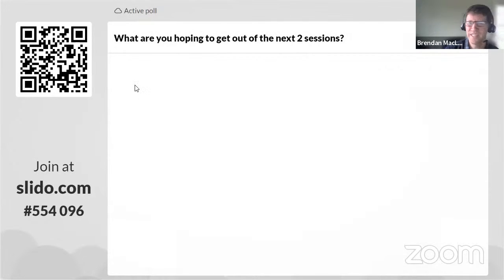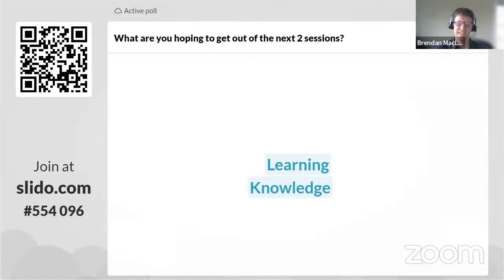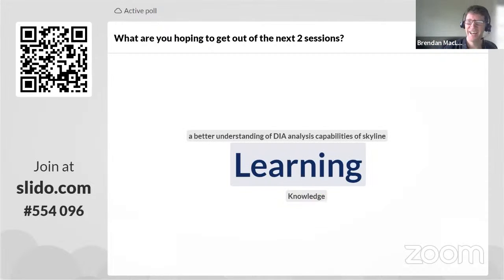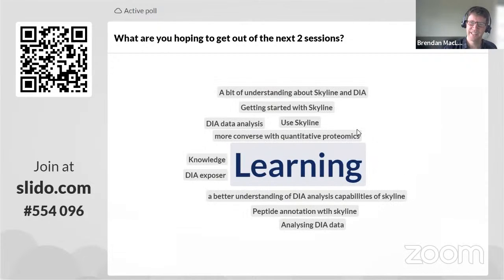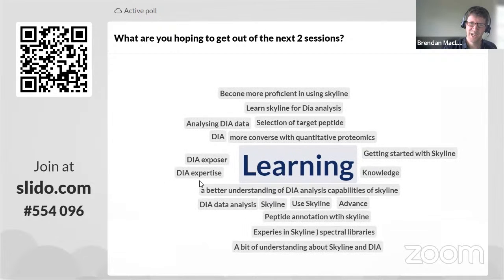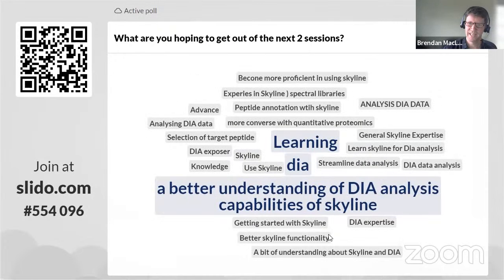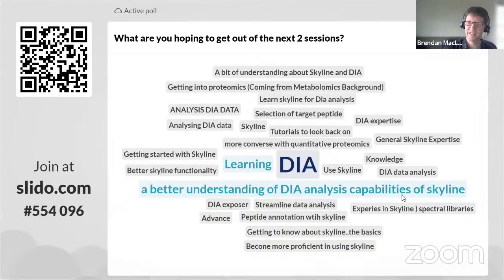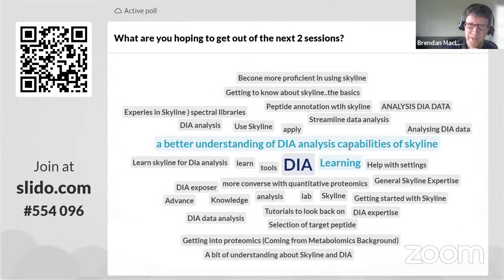And then, this is free form, what are you hoping to get out of the next two sessions? You probably read a little bit about them, and it's always good to know what people expect coming in. A better understanding of DIA. Okay, so peptide annotation with Skyline, getting started, DIA data analysis, streamline data, better Skyline. Well, obviously, with all things Skyline, you've come to the right place.